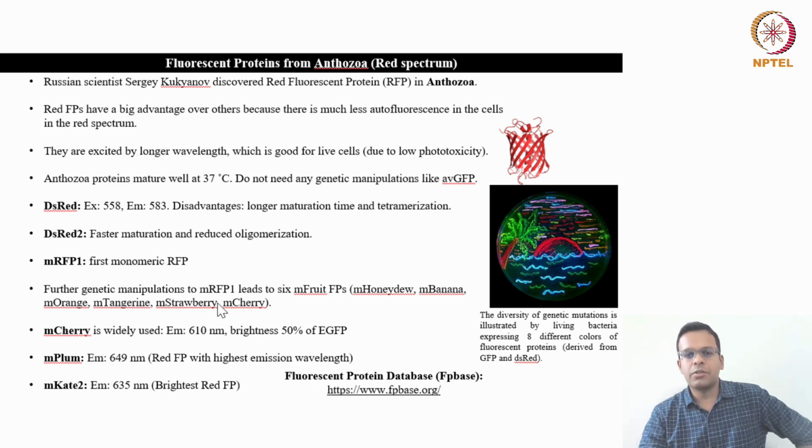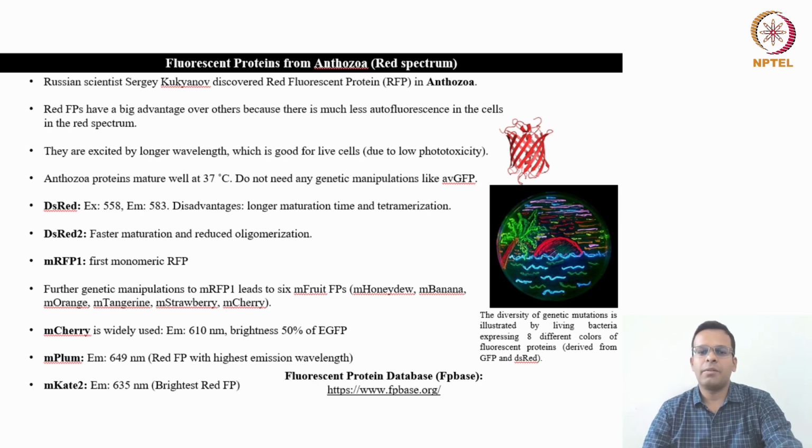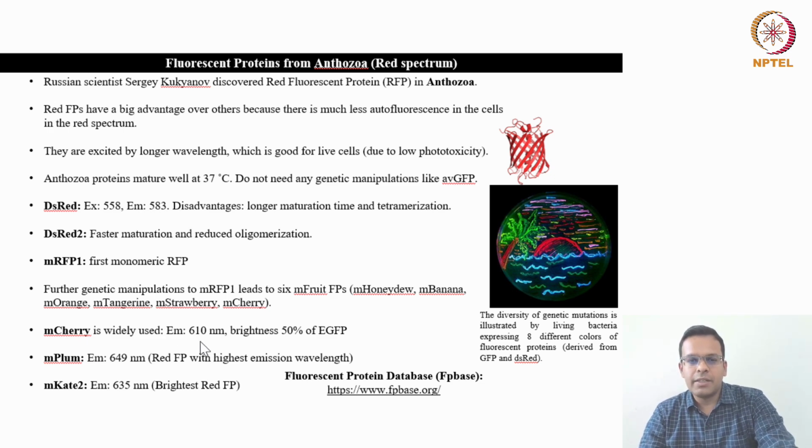Further genetic manipulations to mRFP1 led to six fruit fluorescent proteins known as mHoneydew, mBanana, mOrange, mTangerine, mStrawberry, and mCherry. Based on the colors of the fruits, they were named with that fruit name. mCherry is widely used, which has an emission of 610 nanometer. It has a brightness 50% of the EGFP. mPlum emission is 649 nanometer, and mCherry2 has an emission of 635 nanometer. So mCherry2 is the brightest red fluorescent protein, whereas mPlum is the red fluorescent protein with the highest emission wavelength.